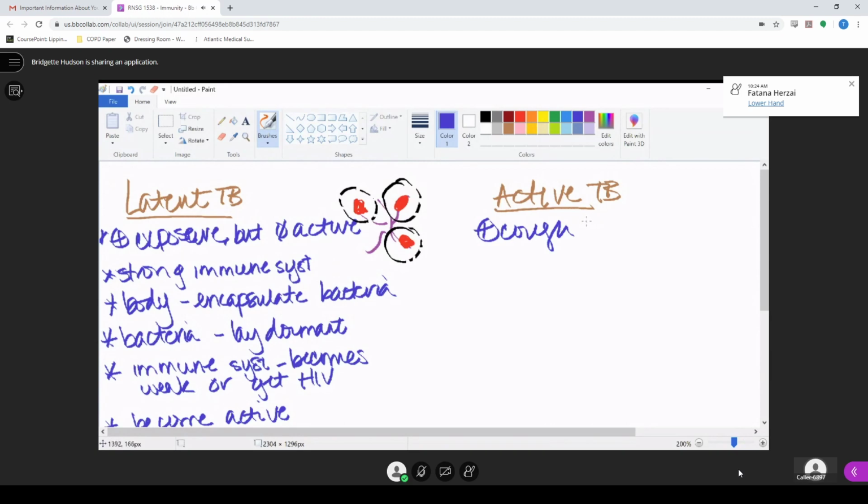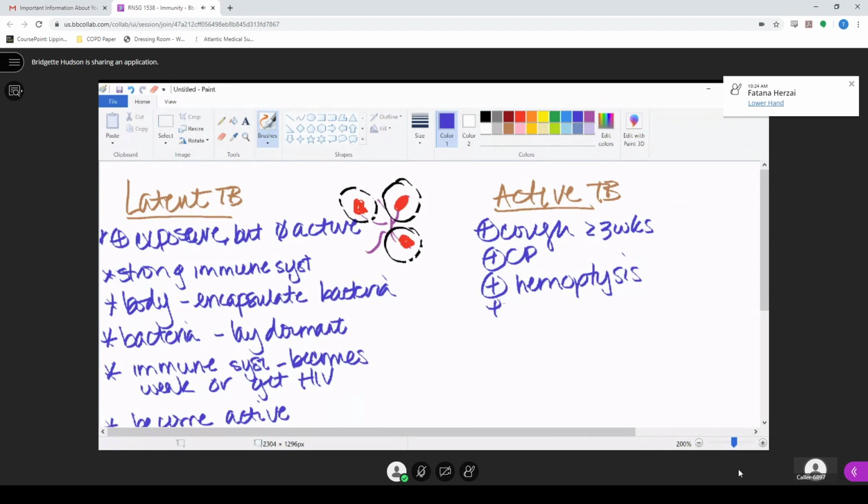More than 6 weeks? So at least 3 weeks or more. They could have chest pain. They could have hemoptysis. What is hemoptysis? Coughing up blood.